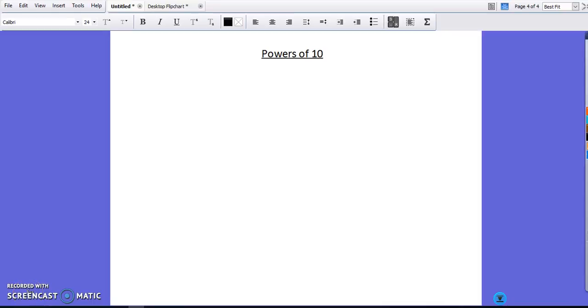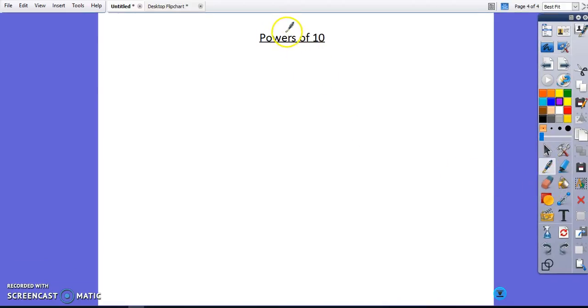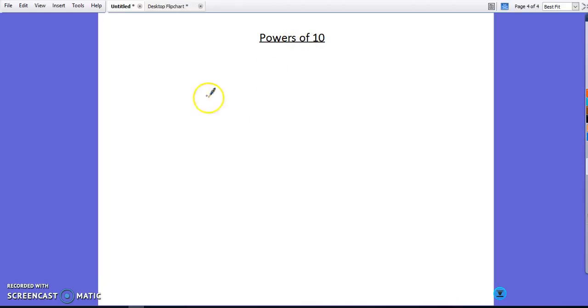Okay, so in this video I'm going to give you the English commentary to what you've been working on in class. And the topic is powers of 10. Now this means that we are raising the number 10 to a power. And in this case 10 is referred to as the base, and A is referred to as either the power or the exponent.